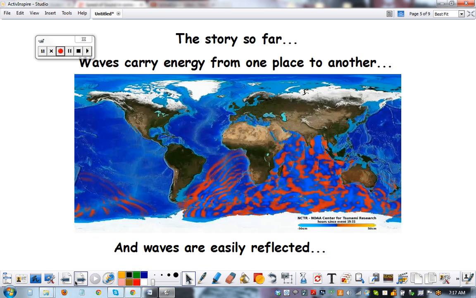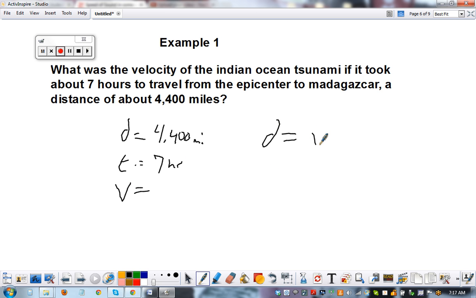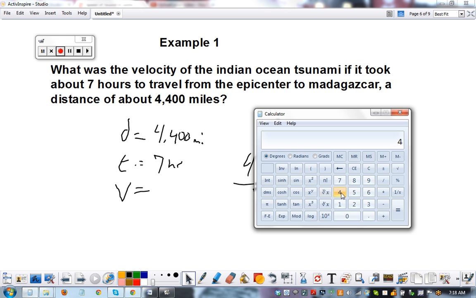So here's a sample test question. What was the velocity of the Indian Ocean tsunami if it took about 7 hours to travel from the epicenter to Madagascar, a distance of 4,400 miles? Well, distance equals 4,400 miles. Time equals 7 hours. Velocity equals 4,400 divided by 7. What do we get? Miles per hour.